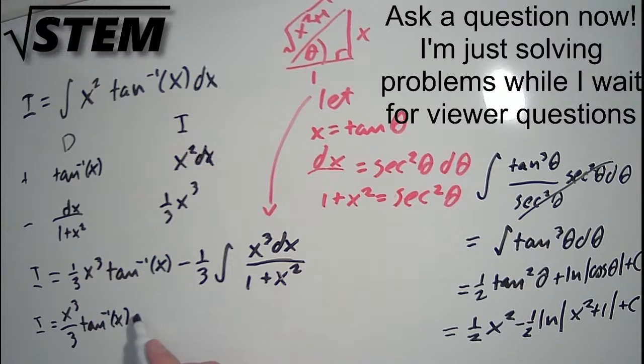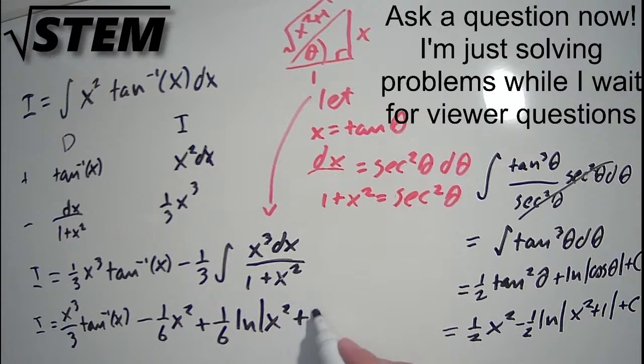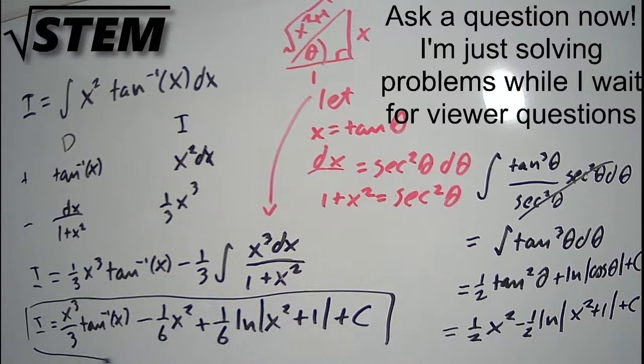So then we'll have minus 1/3 times 1/2, 1/6 of x squared, minus negative, this will be positive 1/6, natural log of the absolute value of x squared plus 1, and our constant of integration. That was a good integral. Yeah, I feel real happy about that one.